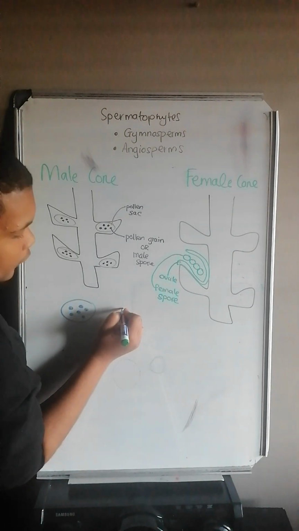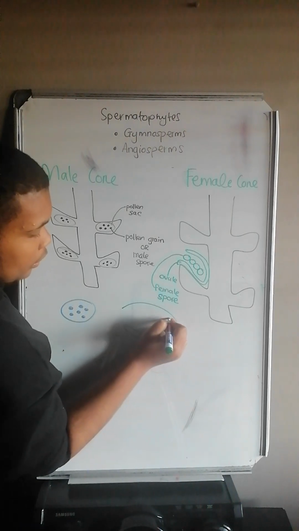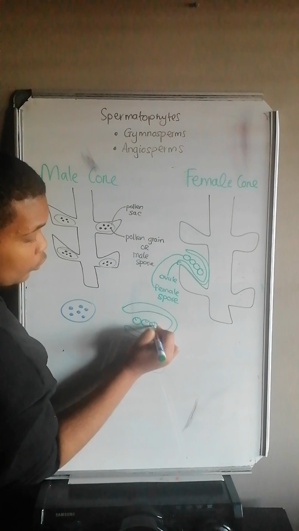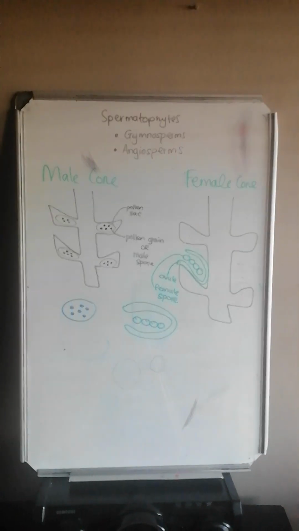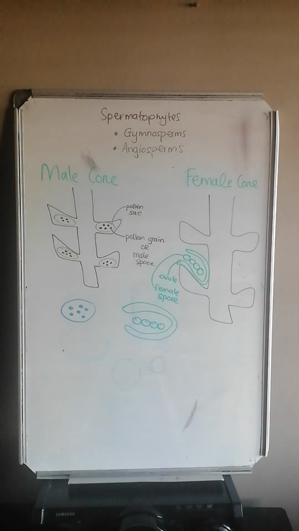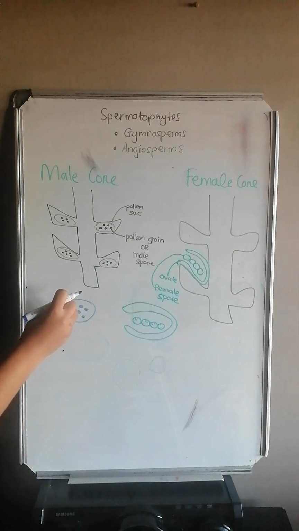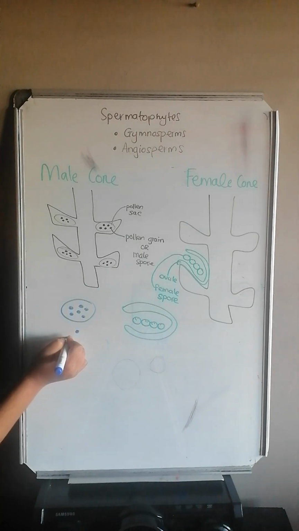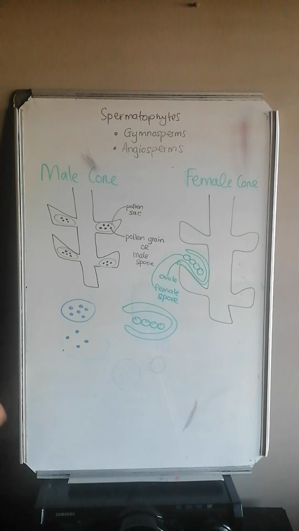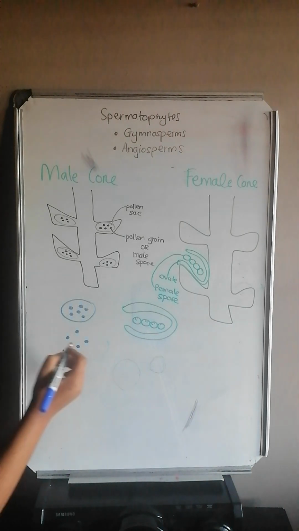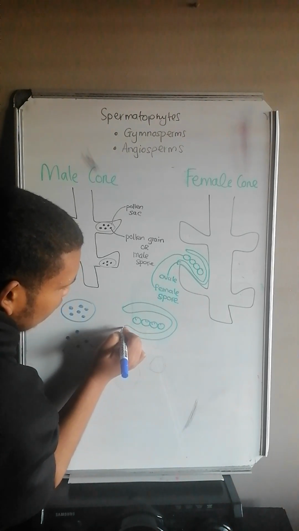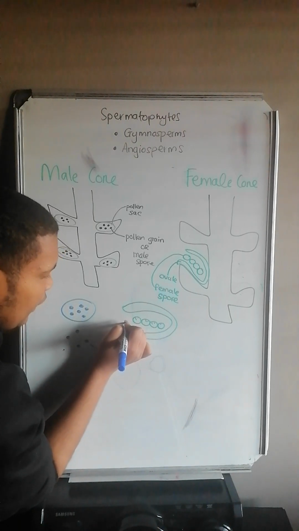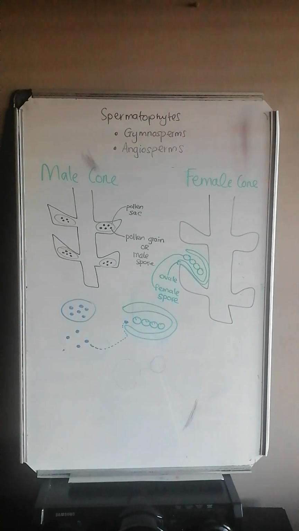our ovule with our female spores inside of it, what we see happening here is we see that this pollen sac bursts and it releases those pollen grains, or those male spores. Now it normally happens in spring. These male spores will then travel to here. They will stop here. They will travel to the ovule.